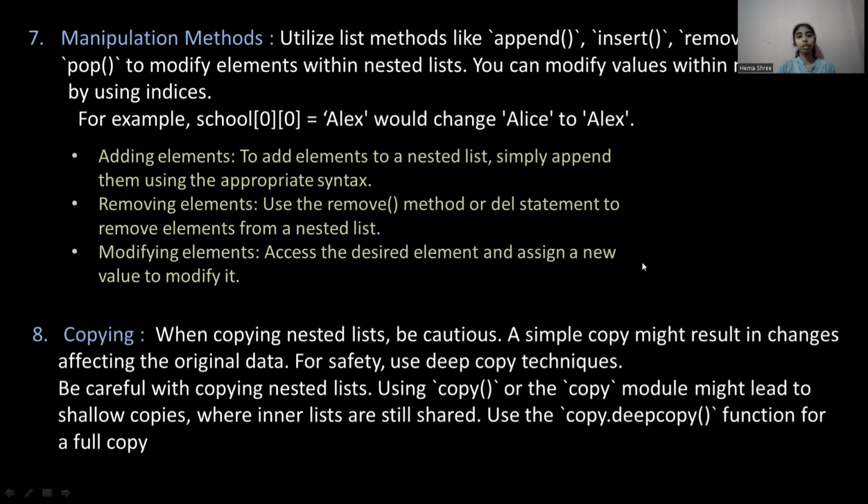Seventh is manipulation methods. Utilize list methods like append, insert, remove, and pop to modify elements within a nested list. You can modify values within a nested list by using an index. For example, school index 0 and index 1 is Alex, which can be changed to Alice. Adding elements, removing elements, and modifying elements.